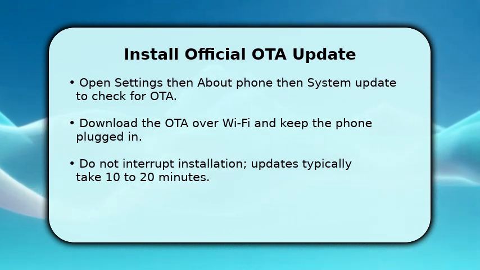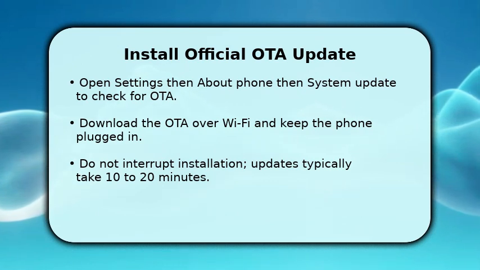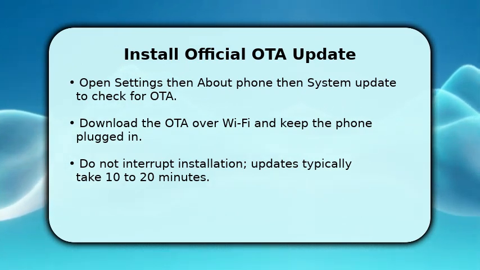After download, tap Install and allow the phone to reboot automatically. Do not interrupt installation. Updates typically take 10 to 20 minutes. When finished, verify the new MIUI version in About Phone.